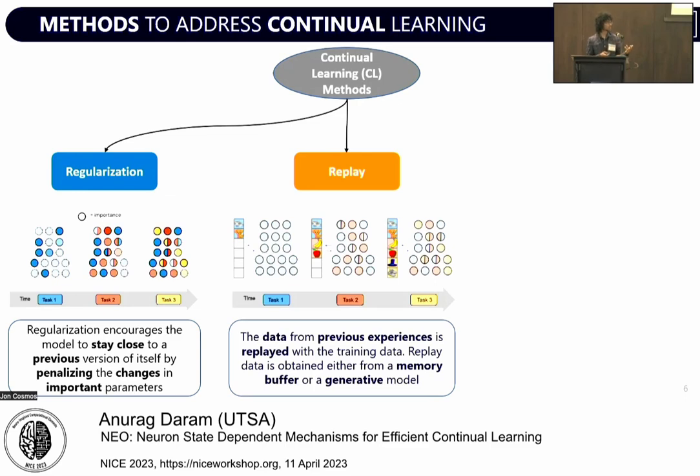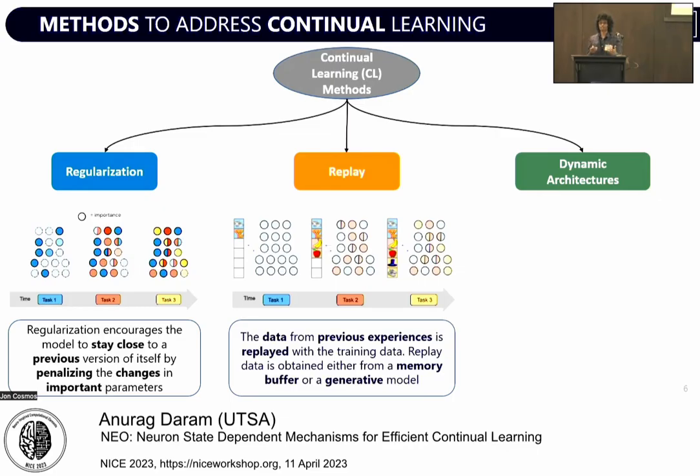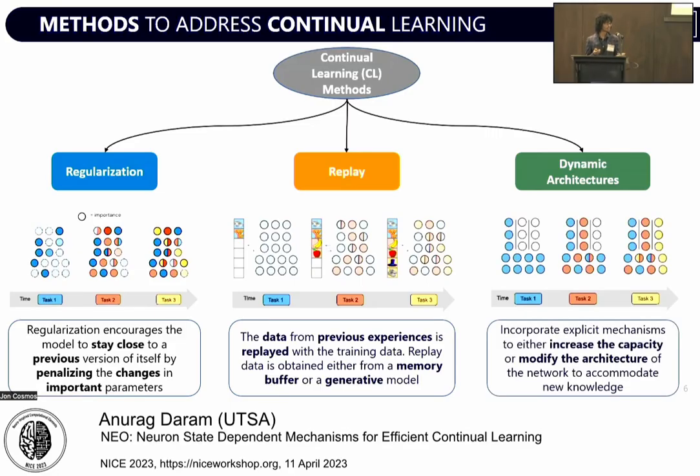And the third approach is dynamic architectures, in which, in order to accommodate new knowledge, we either add more capacity to the model by adding neurons or layers or new synapses, or we can make some structural modifications to the network, wherein we can sparsify or gate some sections of the network based on what kind of task we are learning.